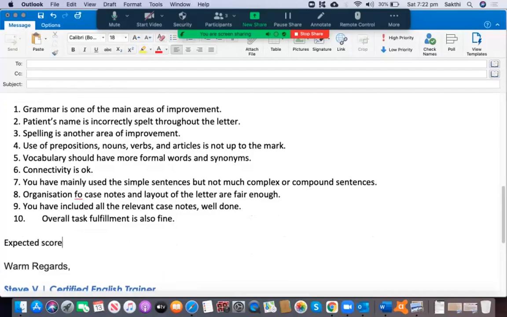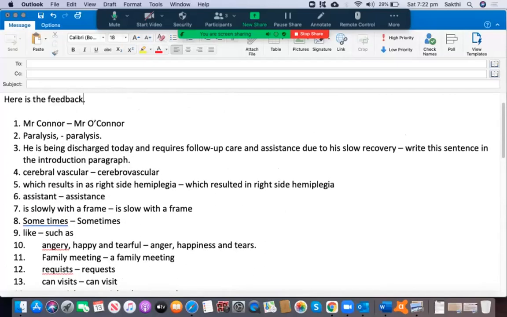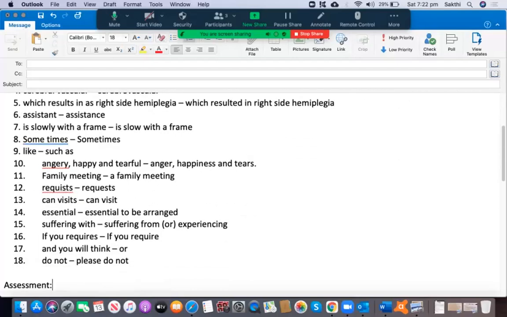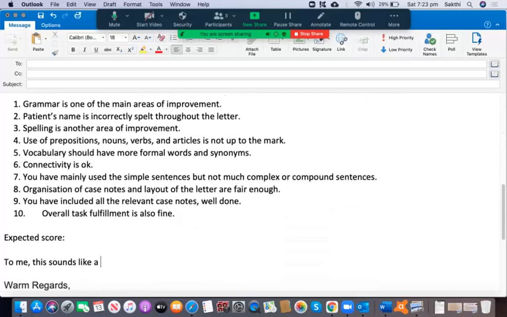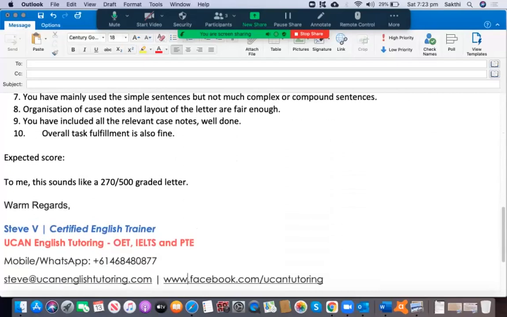Okay, expected score. Let me go through the errors that you have committed and their severity on the whole letter. You have changed the patient's name, which is not good. That's very bad. Use of punctuation marks could have been better. These are the major areas of improvement, okay? According to me, this sounds like maybe a 270 out of 500 grade letter. I wish you good luck with your next assessment.